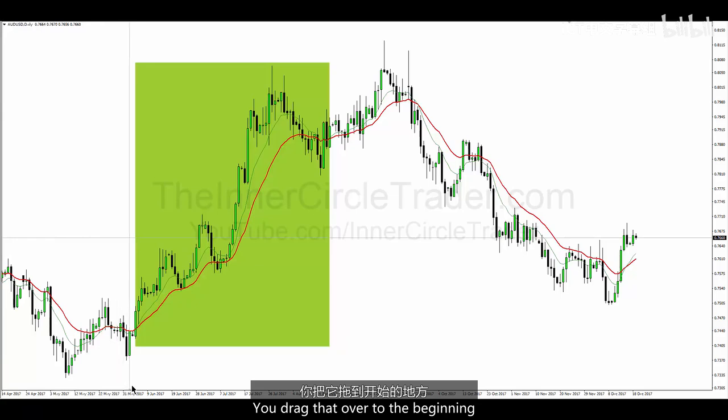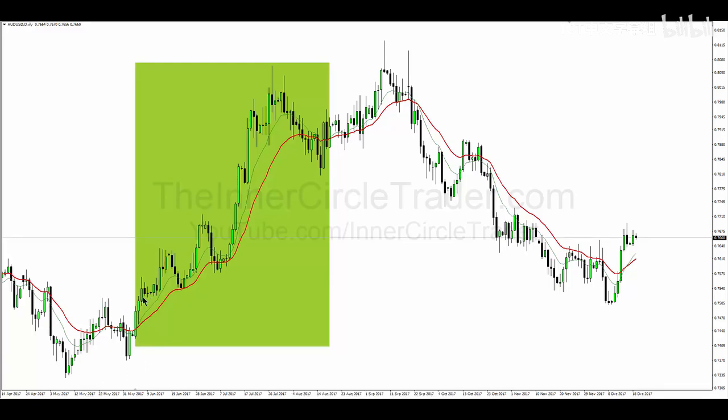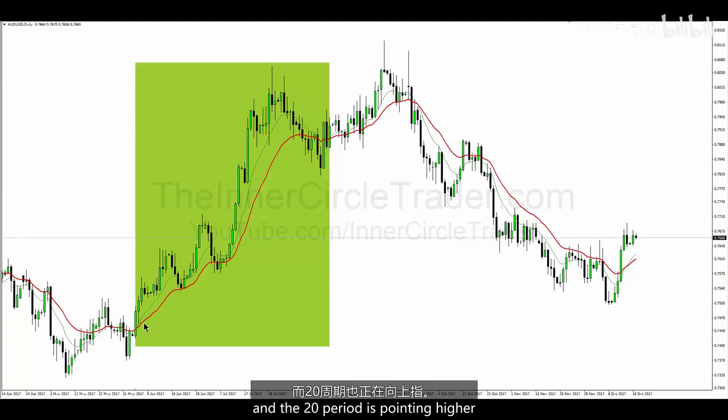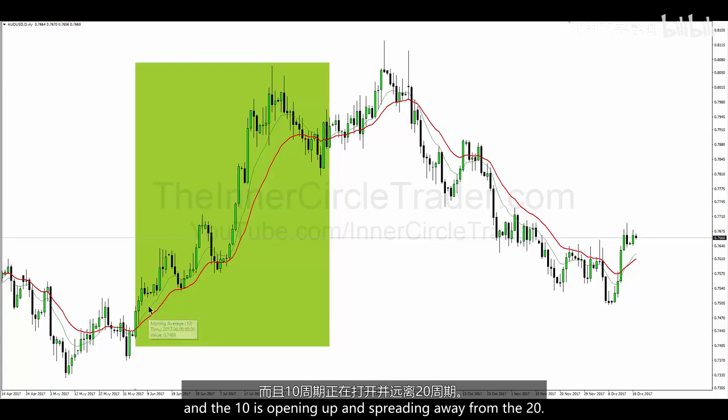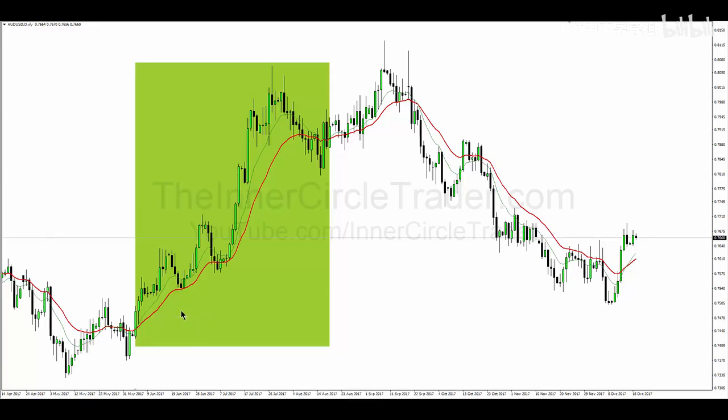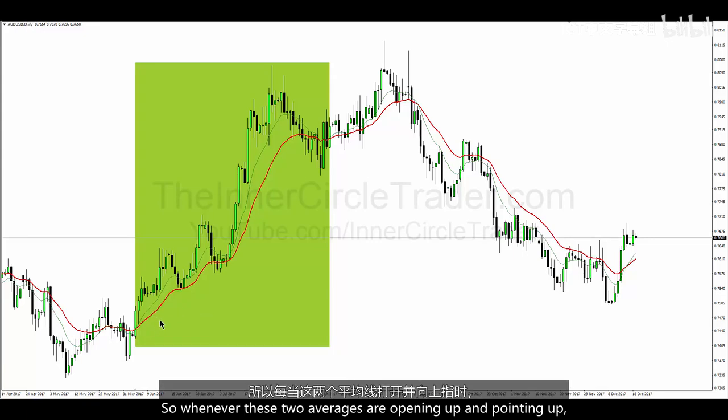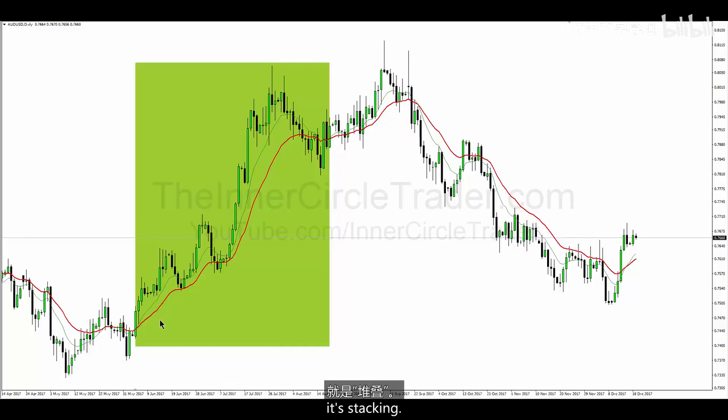You drag that over to the beginning of your shaded area that you've delineated where the 10 crosses over the 20. And we are leaving a consolidation. We have a break in market structure here. So we have potential bullishness. And this is important. The 10 period is pointing higher and the 20 period is pointing higher, and the 10 is opening up and spreading away from the 20. Okay, this is called stacking. Whenever these two averages are opening up and pointing up, it's stacking.